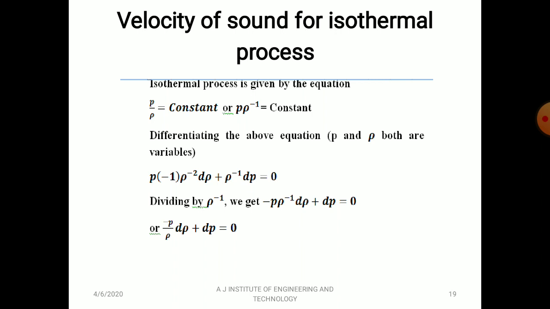So dividing the entire expression by rho to the power minus 1, we get minus 1 into p, that becomes minus p. Rho to the power minus 2 divided by rho to the power minus 1, you can cancel rho to the power minus 1 over there. Minus p into rho to the power minus 1 into d rho plus dp equal to 0. Now upon rearrangement, you can take rho to the power minus 1 again to the denominator. So minus p divided by rho into d rho plus dp equal to 0.